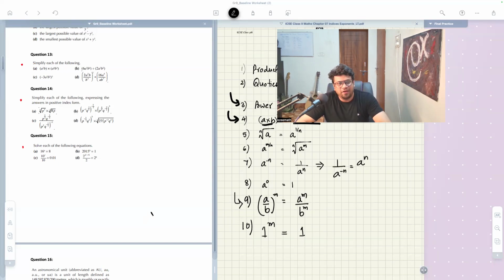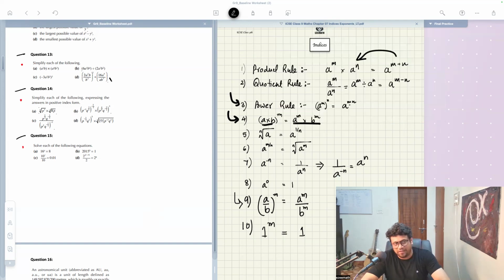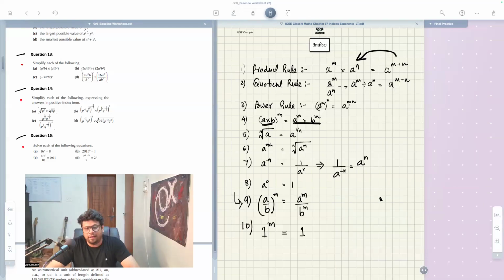My name is Ishan, and now we're going to do the questions related to indices and surds from the baseline worksheet. Again, we're going to do questions 13, 14, 15, these three questions. Remember, to get around these questions, there are a few rules that you want to be good at. I'm going to use these rules for those questions, and we'll see how they come along.